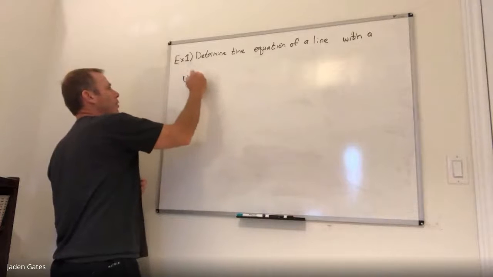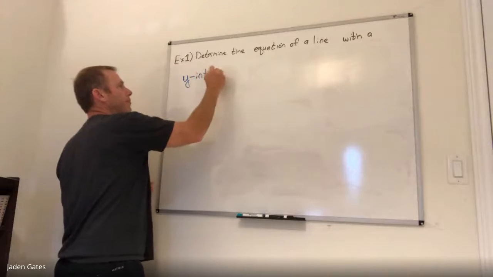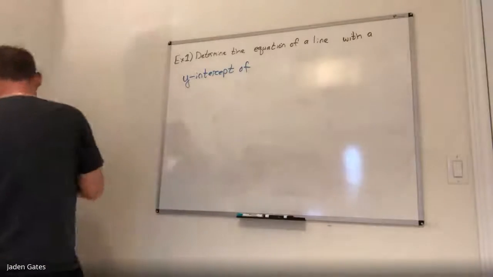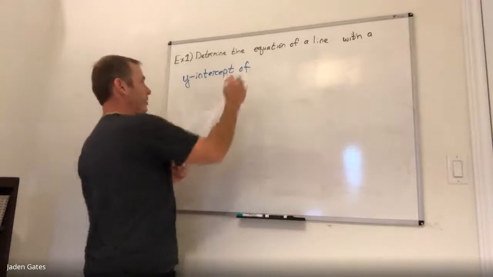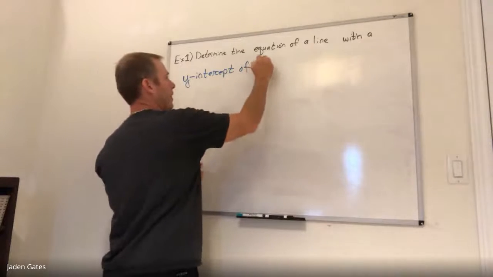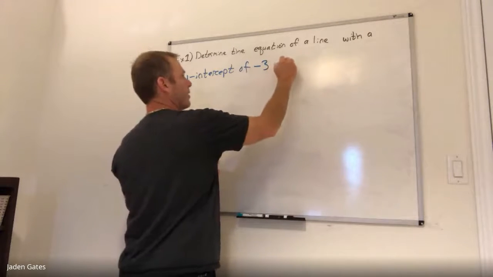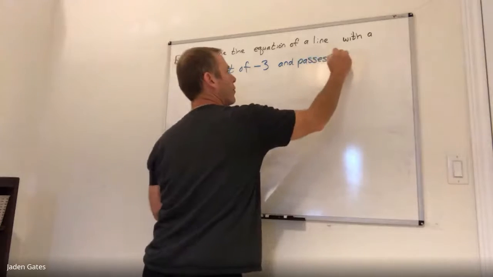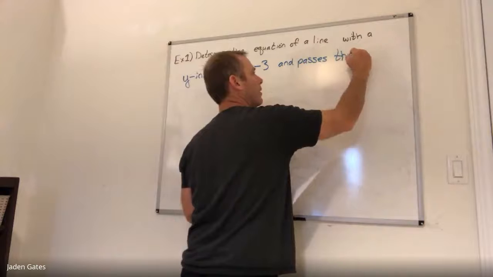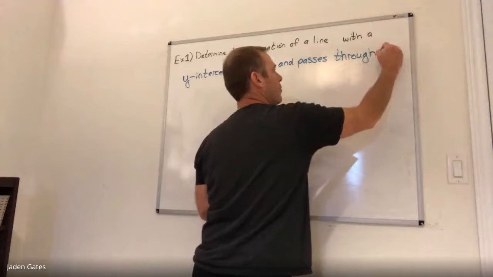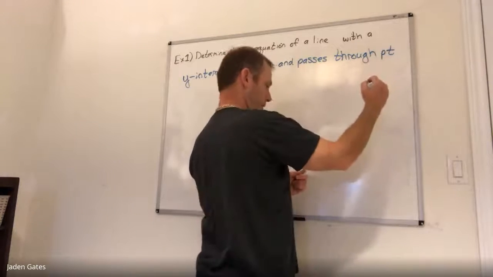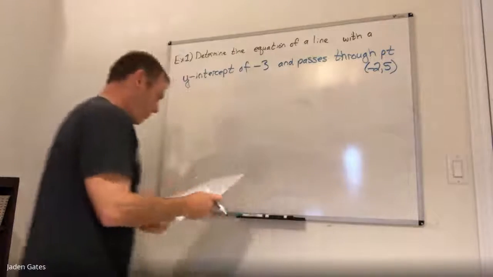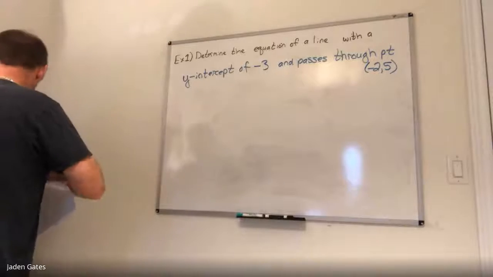With a y-intercept of, what's it say here? Y-intercept of -3. And passes through the point, and our point is (-2, 5). All right. There we go.